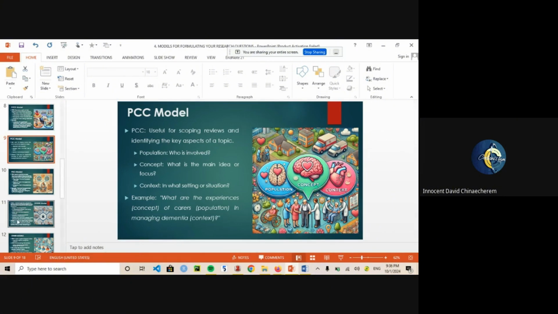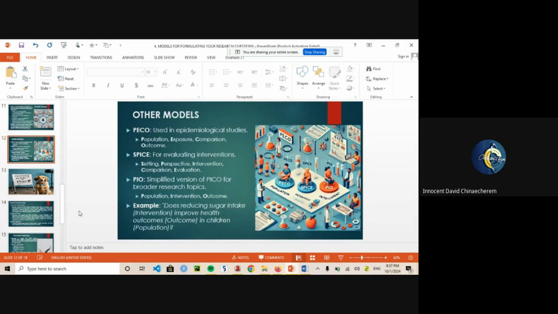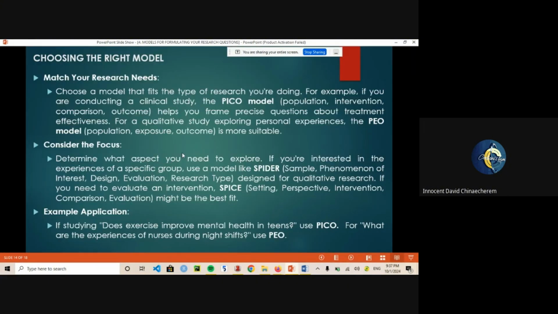Then we didn't end it there, because we then asked, when should you choose? What about other models? We've got the PECO, SPICE, PIO models, which are other models that can also be used, right? And I asked, how do you know when to choose the right model? You need to understand the type of question you're seeking to address. So let's assume you're looking at a clinical question, or you're trying to do research that is going to compare 2 drugs, right? In that situation, a PICO framework is likely to be suitable for you.